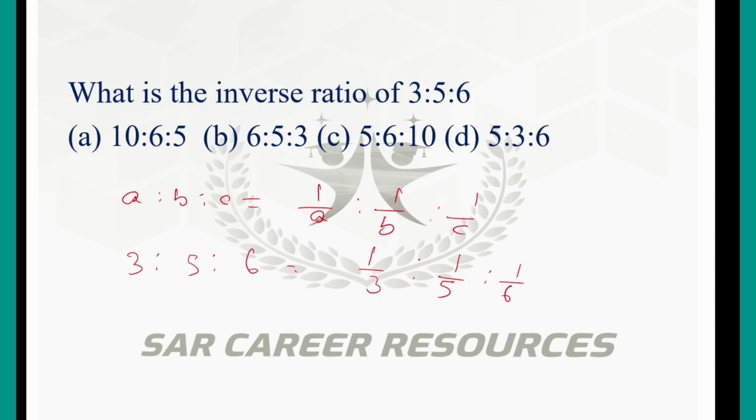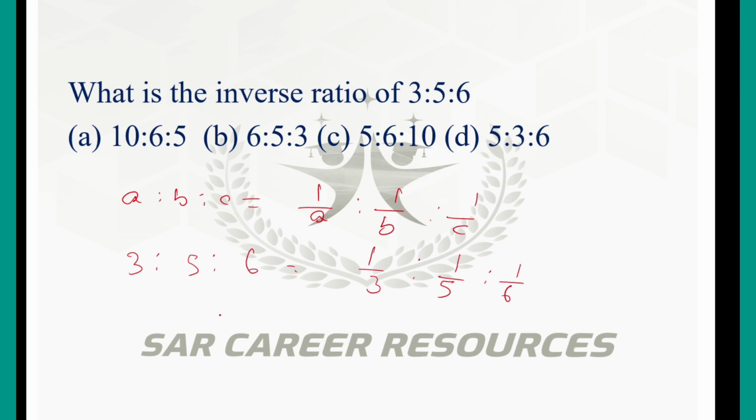So we have to convert this 1 by 3 is to 1 by 5 is to 1 by 6 to proper ratios. It's not a fraction ratio. We have to convert it to whole number ratios. How to convert these fractions to whole number ratio? It's very simple. Take the LCM of the denominators and multiply each term by the LCM.